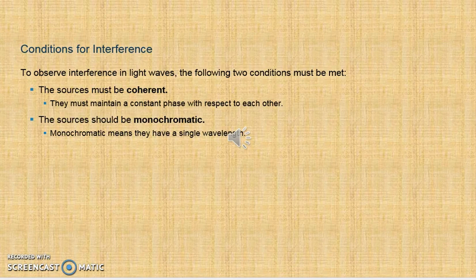We know that for getting interference, two conditions must be met. They are: the sources must be coherent, that is, they must maintain a constant or zero phase difference with respect to each other. And second, the sources must be monochromatic, that is, they have a single wavelength.